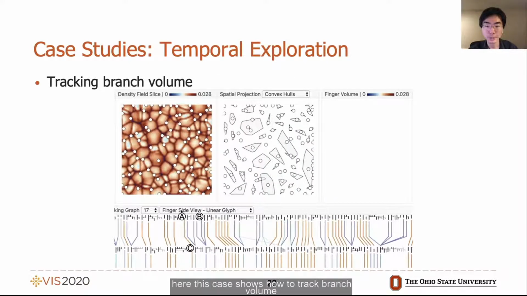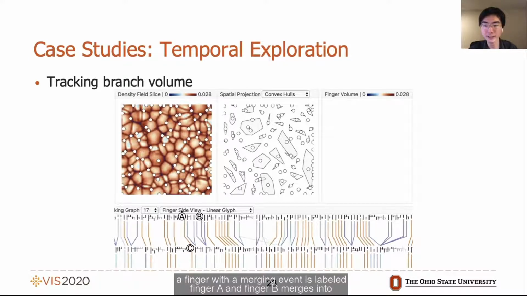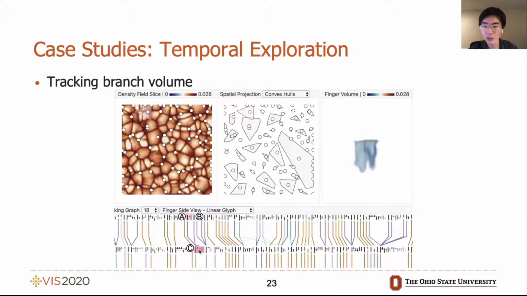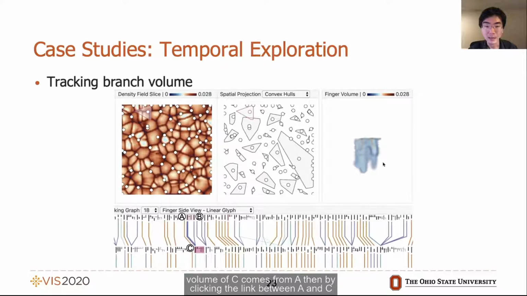Here, this case shows how to track branch volume. A finger with a merging event is labeled. Finger A and finger B merge into finger C at the next time step. By clicking A, scientists identify A had 2 long branches and a short branch. The volume of C contains the branches from A and B. Scientists hypothesize the left volume of C comes from A. Then by clicking the link between A and C, the volume of C that comes from A was shown for branch volume analysis.